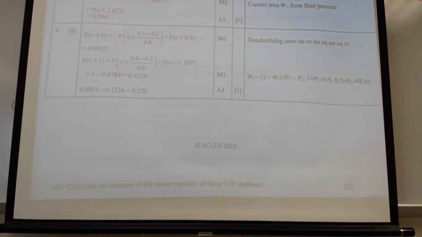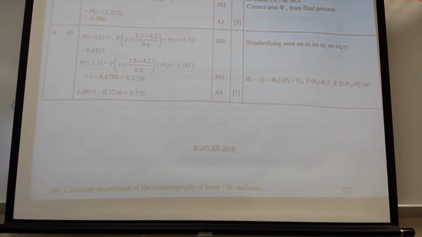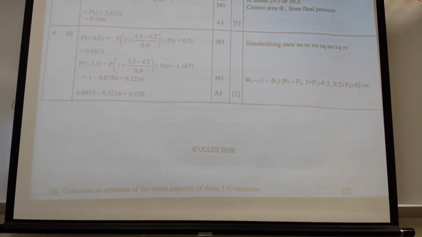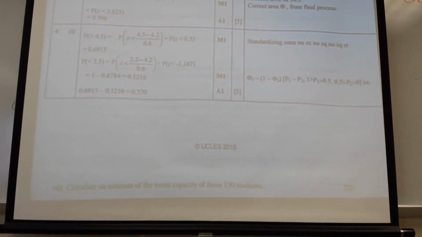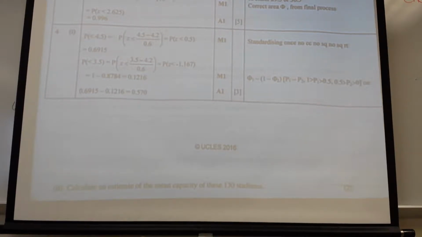So far, so good? Now let's look at the next one. We're going to do less than 3.5. We convert it. We get negative 1.167. Is everybody okay with why it's 1 minus 0.8784? Take a look at 1.167 and see where it goes. What do you get for your decimal?